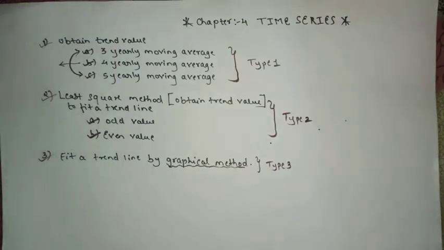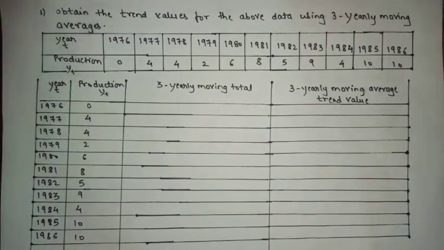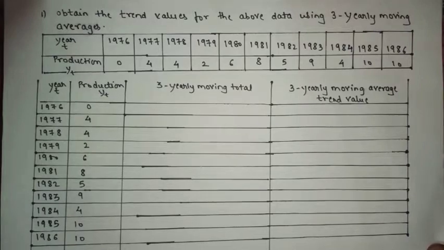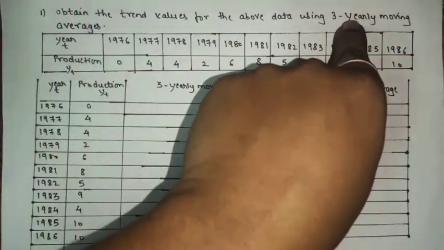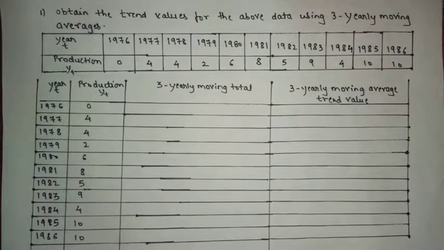So let's begin with the first sum, how to find the trend value for 3 yearly moving average. Let's see one sum based on 3 yearly moving average. After that we'll take one example based on 5 yearly, and last we'll take 4 years moving average. Compared to 3 and 5, the format for 4 is a little different.